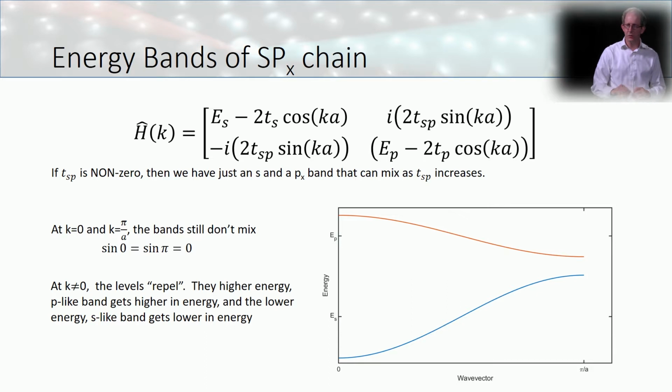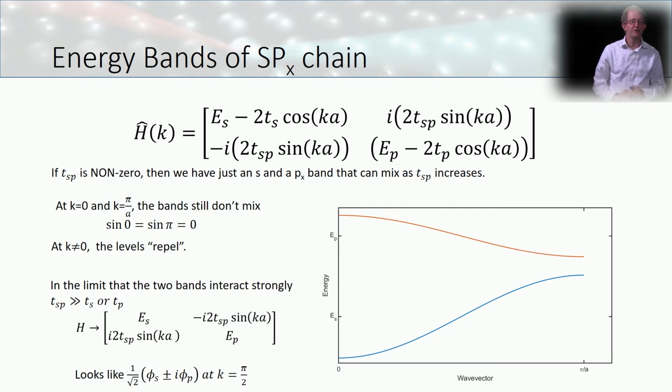And as we go along in wave vector, the s band and the p band are going to effectively repel each other. So the p-like band is now going to have some s component in it. It's going to go a little bit higher. And the s-like band is going to have some p character in it, and it's going to get lower in energy. Right? So the two are going to repel.